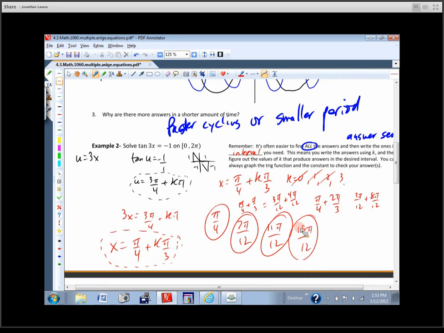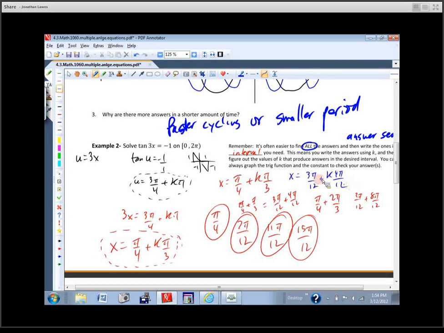Okay, we could do that, or see this mess that I made right here? Each time I had to get a common denominator. It might be a lot better if I went through and said, you know what? If I'm going to have to combine these, let's write it this way. Let's write them in terms of twelfths already. So this is going to be 3 pi twelfths plus k times 4 pi twelfths.